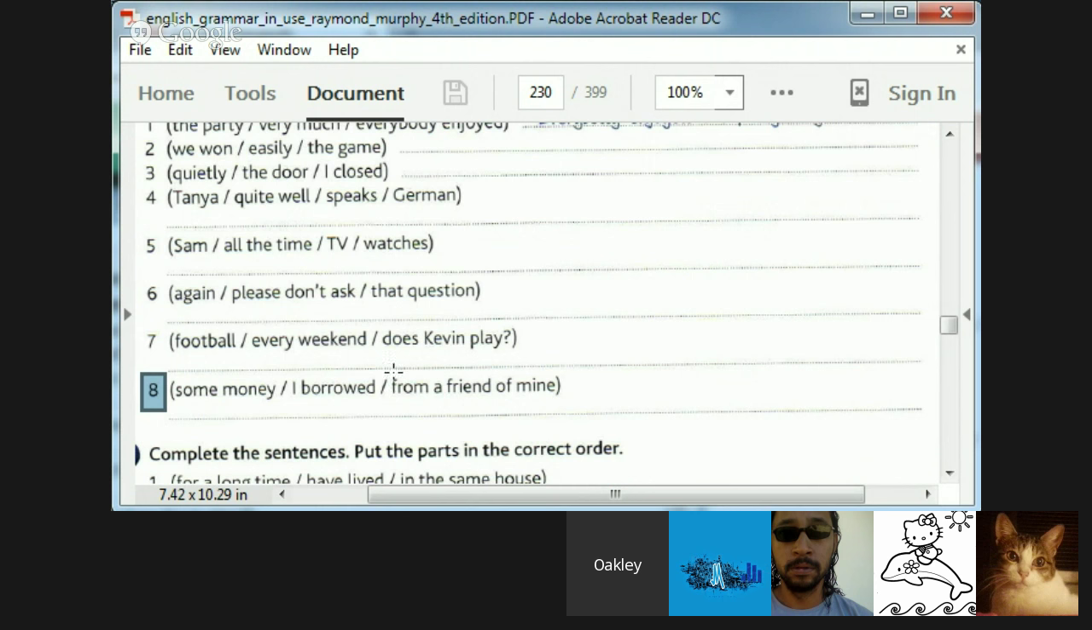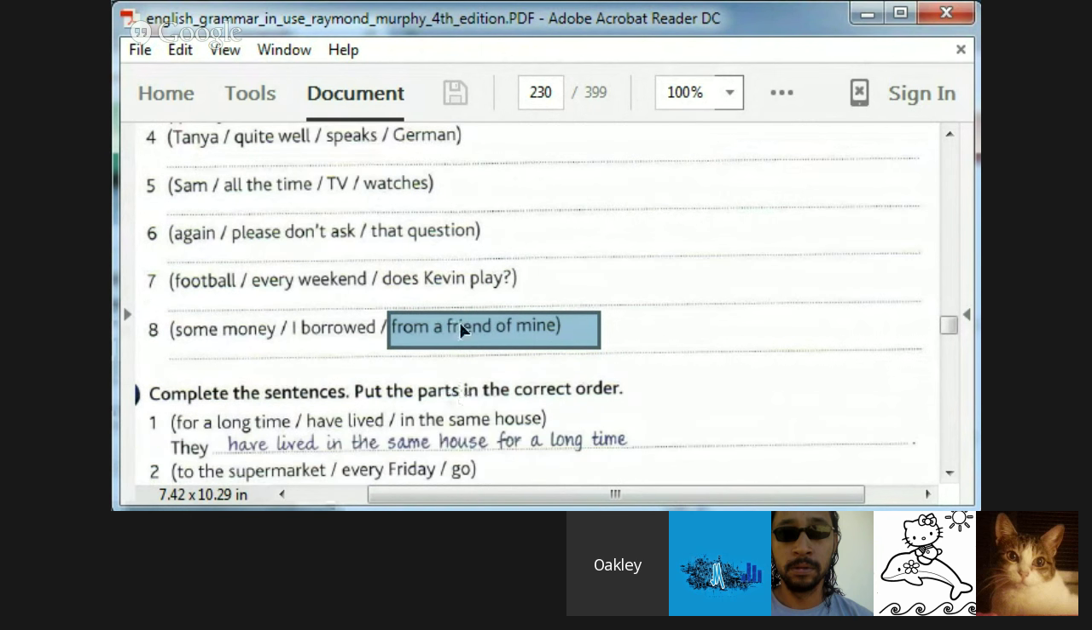Okay, now, I guess this is a place. Is this a place prepositional phrase, from a friend of mine? Kind of. Is it place or purpose? I'm not even sure. Okay.